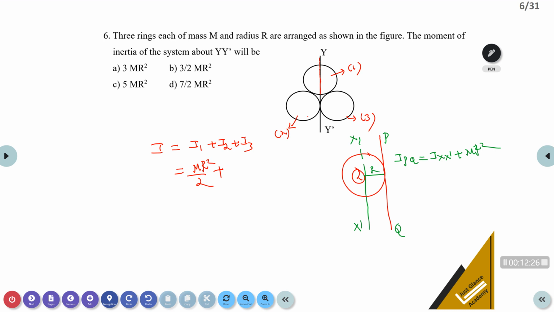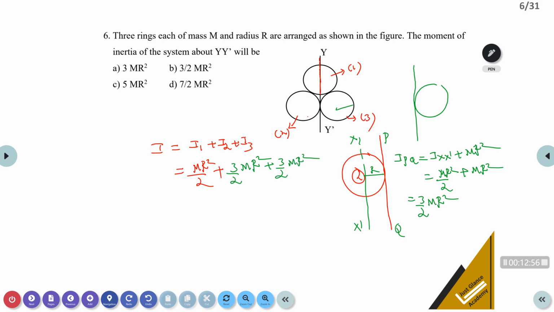I_x dash is nothing but the moment of inertia about its diameter. About its diameter, we know it is m r square by 2 plus m r square. This value becomes 3 by 2 m r square. The same story applies for this thing also, which will be the tangent, so plus 3 by 2 m r square.